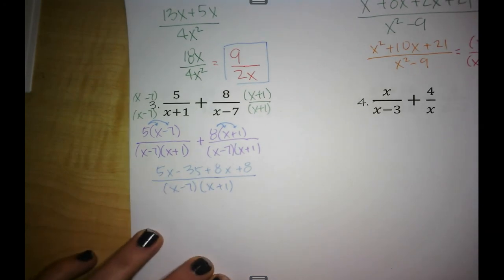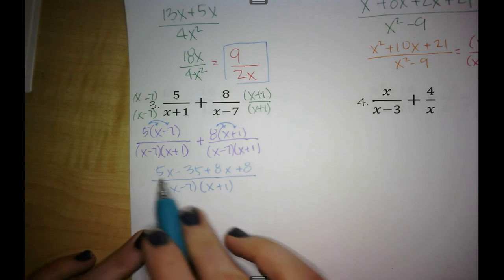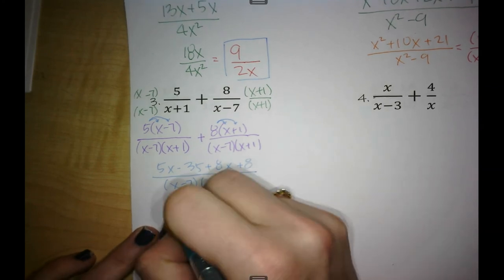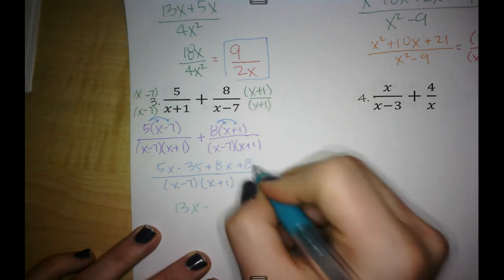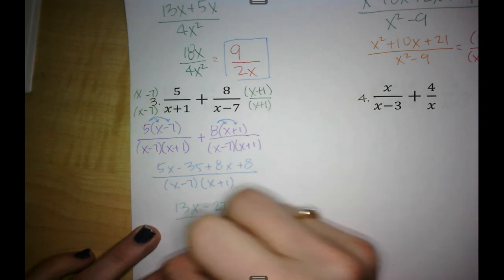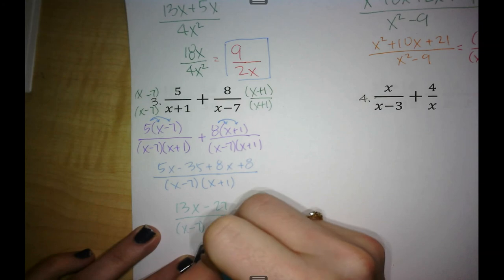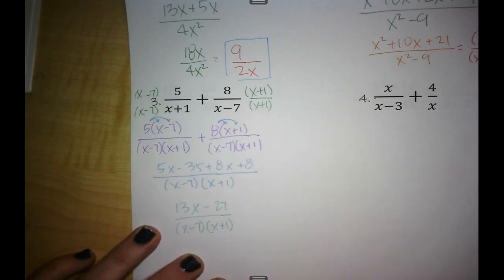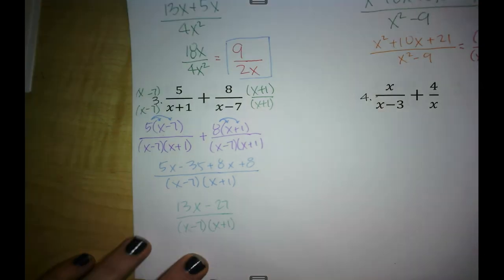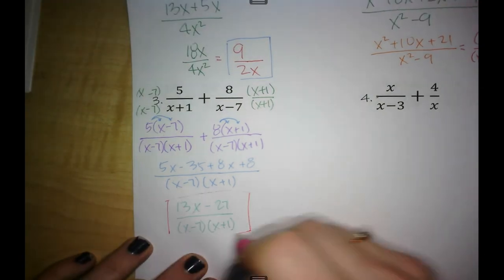Okay, let's combine like terms. We've got 5x and 8x, that is 13x. Negative 35 plus 8 is negative 27. Over x minus 7, x plus 1. This cannot be factored any further or reduced or simplified. We are done.